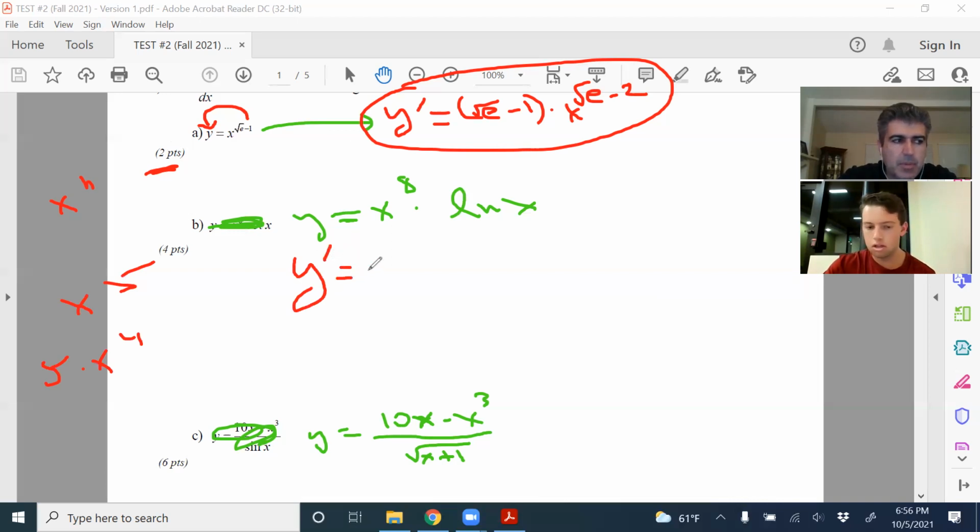So now here we're going to have to do the product rule. We know that's a product rule because it's multiplying by each other, right? Yeah, exactly. So you take the derivative of x to the 8th, which is 8x to the 7th, times natural log of x, plus x to the 8th times the derivative of natural log of x, which is 1 over x.